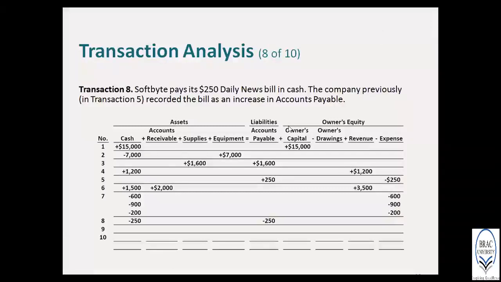In this new transaction, Softbyte pays its $250 Daily News bill in cash. The company previously, in transaction 5, recorded the bill as an increase in accounts payable. Now in this transaction, Softbyte is paying the bill that it owed to Daily News for the advertisement. So in this case, the liability account, accounts payable, has decreased by $250. And because it is paying by cash, the cash account has decreased by $250 also. After this transaction, both sides of the equation are still equal.